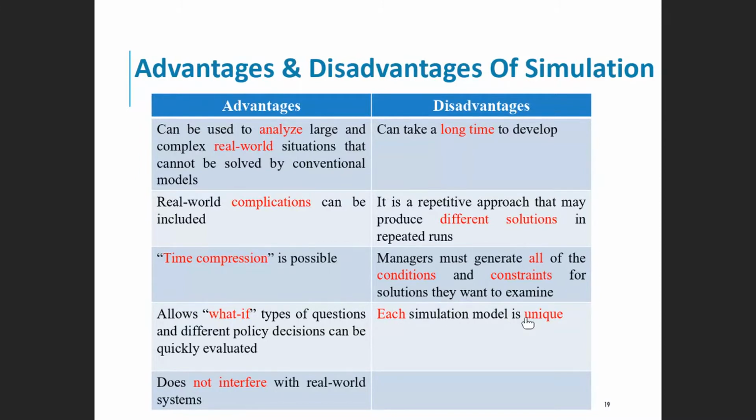Each simulation model is unique, so you cannot use the same simulation model for plant A and just apply it to plant B, even though those two plants may do the same thing, but their characteristics or parameters or specifications are different. So every model is unique. Any changes you make in the variables or constraints or characteristics will make a different model.